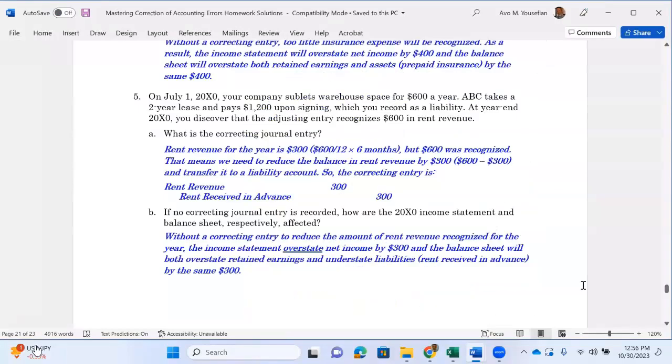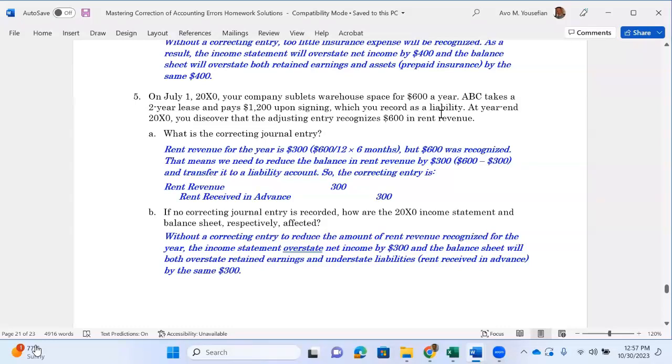On July 1st of 2020, your company sublets warehouse space for $600 a year. 600 divided by 12, that's $50 a month, starting July 1st. ABC takes a 2-year lease and pays $1,200 upon signing. Okay, so ABC is the tenant for 2 years, pays $1,200, which you record as a liability.